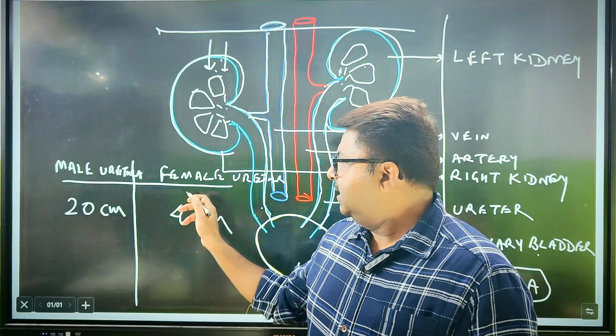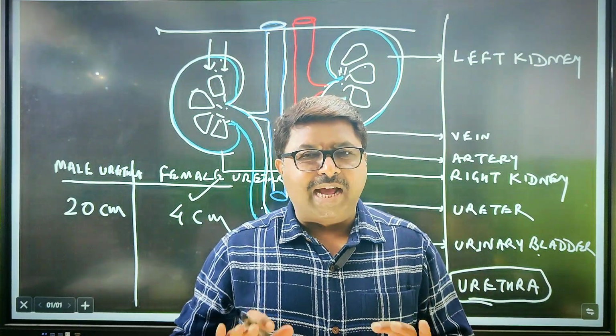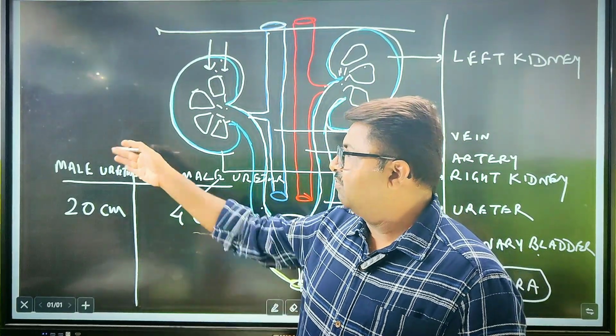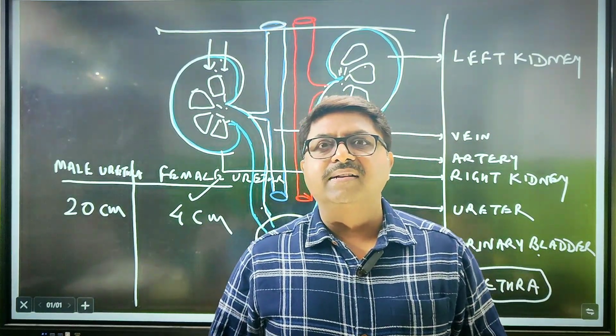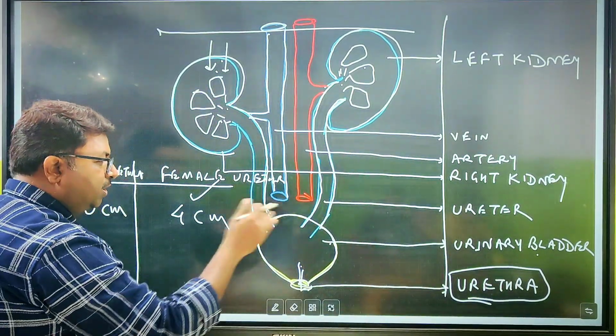In case of female, they have got a shorter ureter. The chances of the bacteria invading up to the kidney are more if you compare it with males, and that's why females are more prone towards urinary tract infections. I think you got this idea.